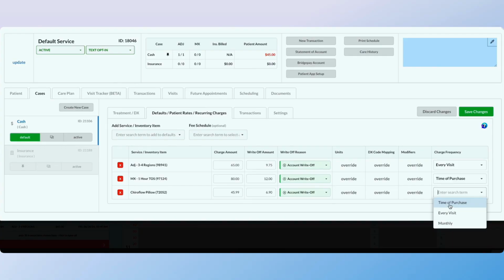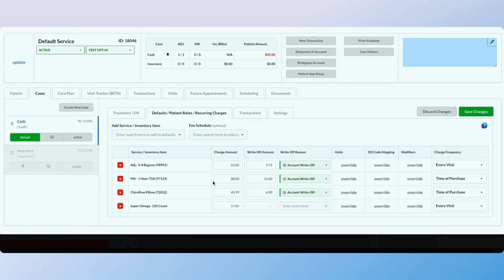Again, this would not be every visit, it would be a time of purchase. So whenever it comes time for her to receive her ChiroFlow pillow, and I go to input that charge, I don't have to remember what type of discount she is getting, and I don't have to remember what that write-off amount is. It's already set up in her case so that when I'm executing her care plan, it automatically pulls those reduced rates. The same thing with Omegas. This is part of her care plan. She gets a discount on that, and I want to go ahead and set that up in her case.